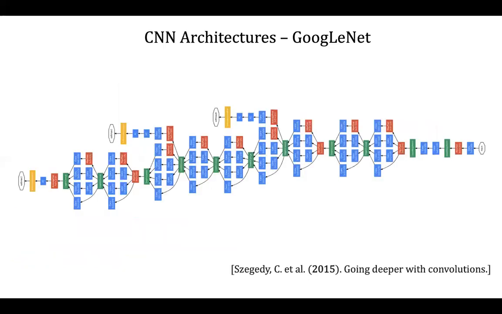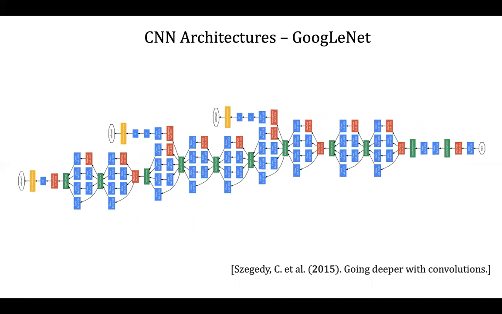And as I already said, the CNNs are getting deeper and deeper. So this is an example of GoogleNet, also called Inception. And as you can see, it even doesn't fit on the slide because the model is just huge. It's very deep and very big.